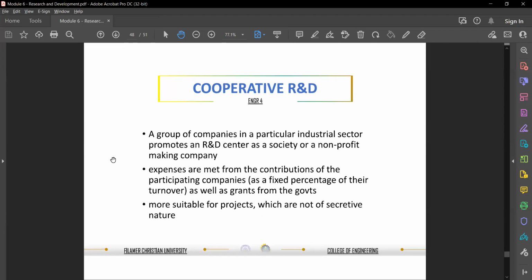So cooperative naman, so this is a group of companies in a particular industrial sector which promotes an R&D center as a society or tinatawag nating non-profit, no? Non-profit organization or non-profit making company. So here, expenses are met from the contributions of the participating companies. So based sila sa donations. So okay, or it might be a grant from government. So cooperative R&D is more suitable for projects which are not of secretive nature. So dito sa atin siguro DOST, no? Ayan, DOST.